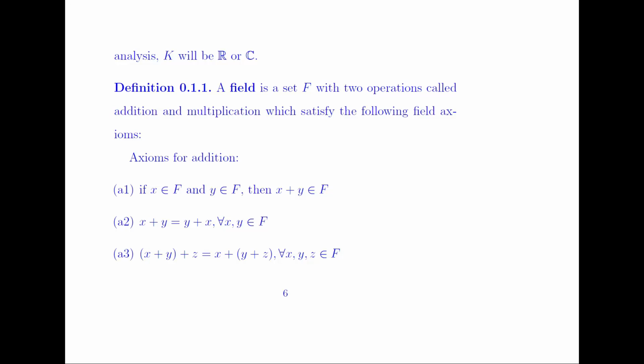First we discuss some axioms for addition. If x and y belong to a field F, then x plus y also belongs to the field F. This is said to be the closure property. Number two is the commutative property under addition, that is x plus y is equal to y plus x. And number three is the associative property under addition, which is x plus y plus z is equal to x plus y plus z.